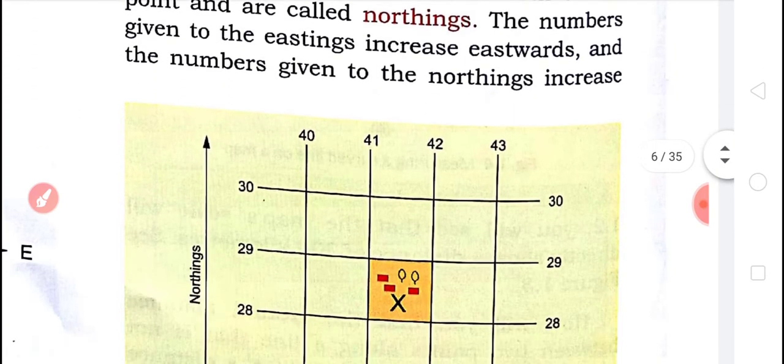Thank you. In the coming period we will study how to locate the features under a grid, and how we can read the grid. Thank you. Read the lesson properly.